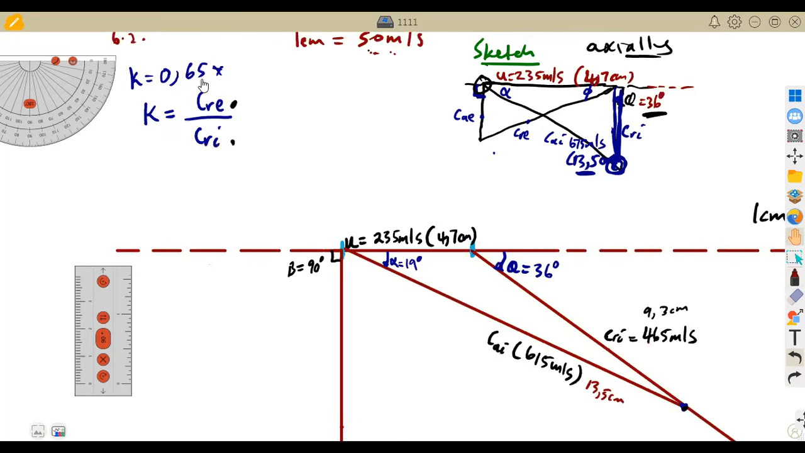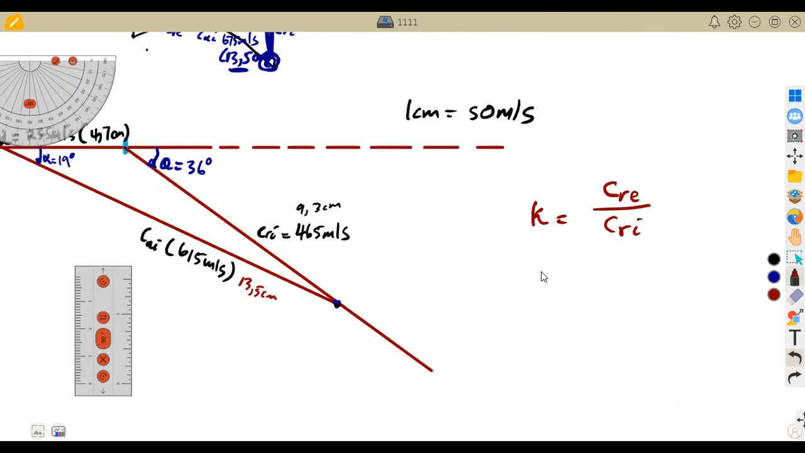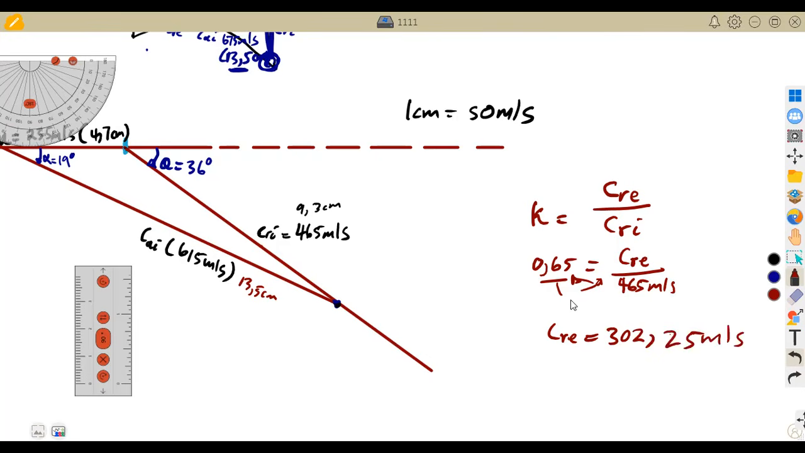That is K, 0.65. So 0.65 is equal to the exit, which is the one that we are supposed to calculate, over the inlet, which is 465 meters per second. If we cross multiply here, that means you obtain the exit. So the exit relative velocity is going to be 0.65 times 465, which is going to give us 302.25 meters per second. So this is what we are obtaining.